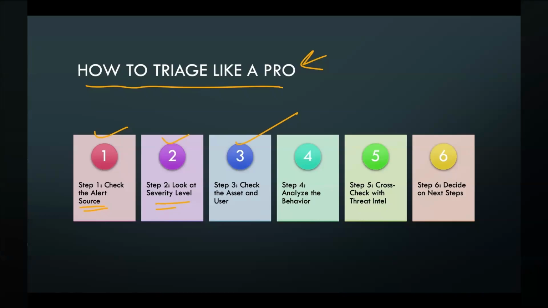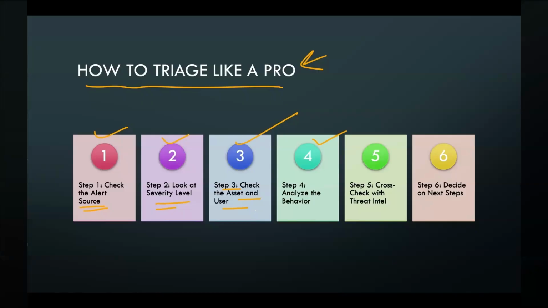Then step number three, check the asset and user. Ask yourself, is this a high value asset like a domain controller or financial system server? Is this a VIP user like the C-suite or IT admins? And has this user or system triggered an alert before? For example, a suspicious login on a test VM could be a false positive, but a suspicious login on the CFO's laptop, that's a holy alert, Batman.